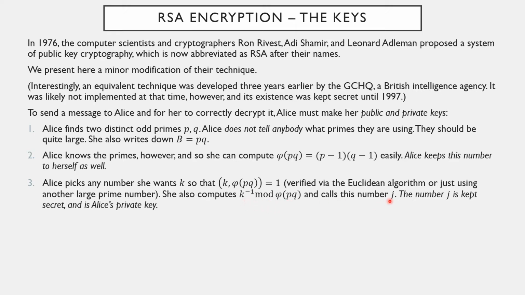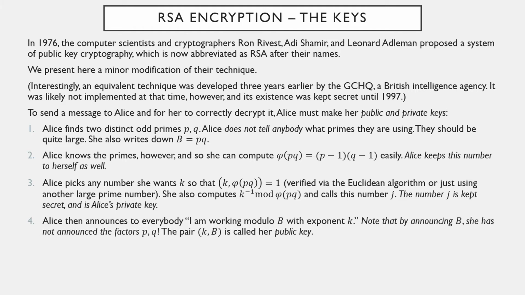Whatever k inverse is, we're going to call this number j. This number j is also kept secret, and it's what's called Alice's private key: the inverse of k modulo phi of PQ. What she does now, however, is she publicly announces, I'm working modulo capital B, which was this product, and my exponent is k. What's important to point out, however, is that even though Alice says, I'm working modulo B, she did not tell anyone what the two prime numbers p and q are.